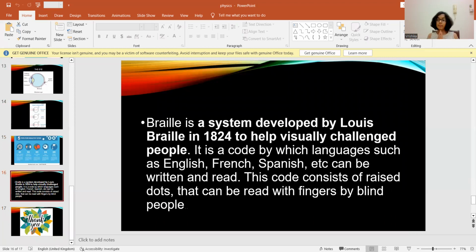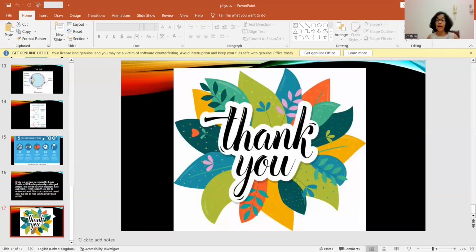Have you heard of the term Braille? Braille is a system developed by Louis Braille in 1824 to help visually challenged people. It is a code by which languages such as English, French, Spanish, etc. can be written and read. This code consists of raised dots that can be read with fingers by blind people. It is a fact that Louis Braille was himself blind.